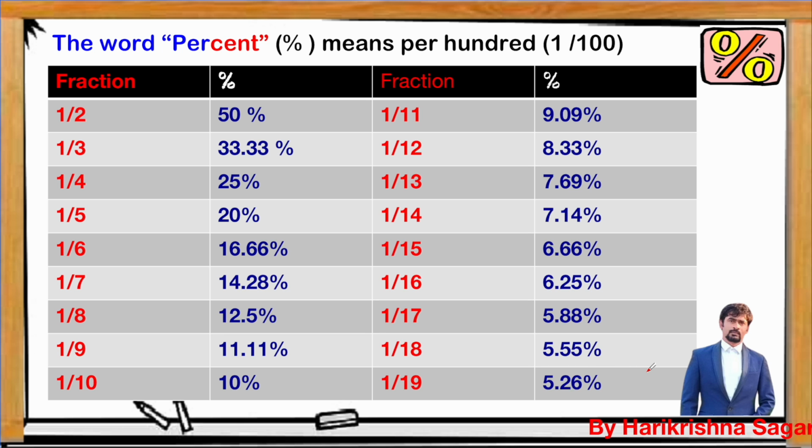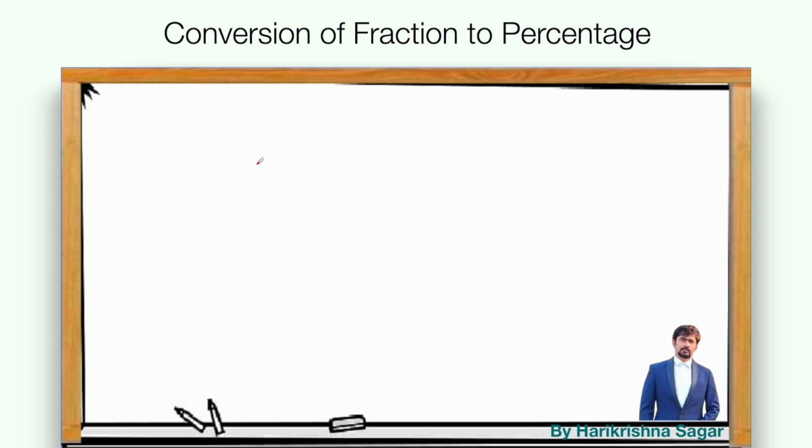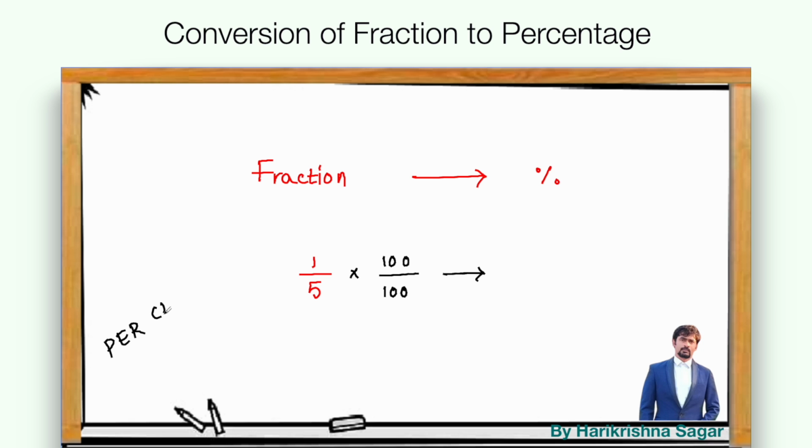So how to convert a fraction into percentage? It's very simple. If you want to convert any fraction into percentage, what you can do is just multiply and divide with 100. See, for example, I have a fraction like 1 by 5 and I want to convert this fraction into percentage. For that, you can just multiply with 100 and divide with 100. So what is the meaning of percent? The name itself is indicating: per means divided by, cent means 100. That means percent means 1 by 100, or otherwise we can also replace it with the percentage symbol.